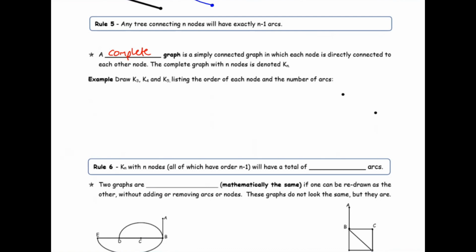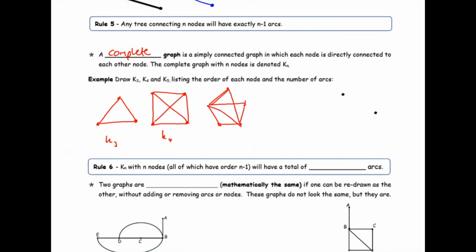Next, a complete graph is a simply connected graph in which each node is directly connected to each other node. We denote these by K with a little subscript. So K3 is a simple, complete graph of 3 nodes, which is a triangle. K4, and these are all joined up to each other, like that. And K5, pentagon, and all joined up to each other, like that. This is K5.